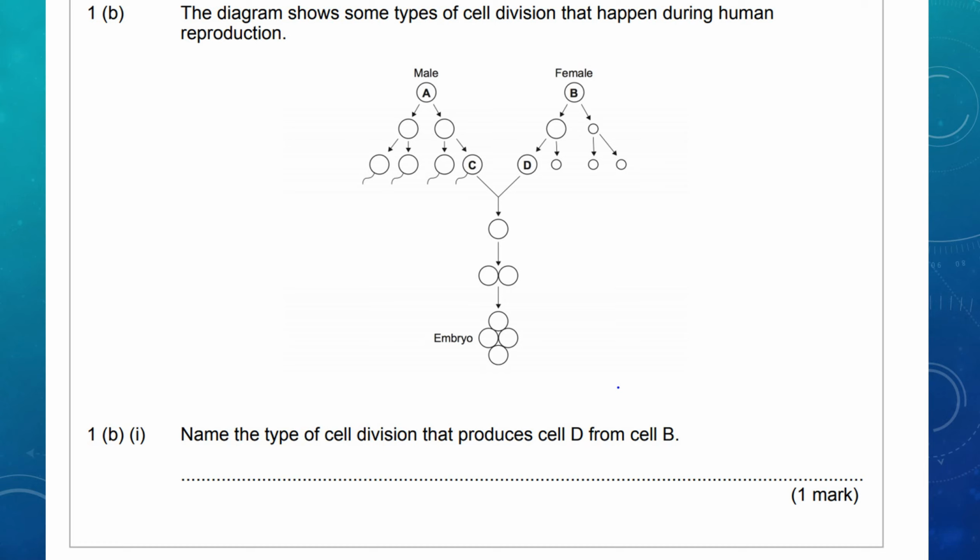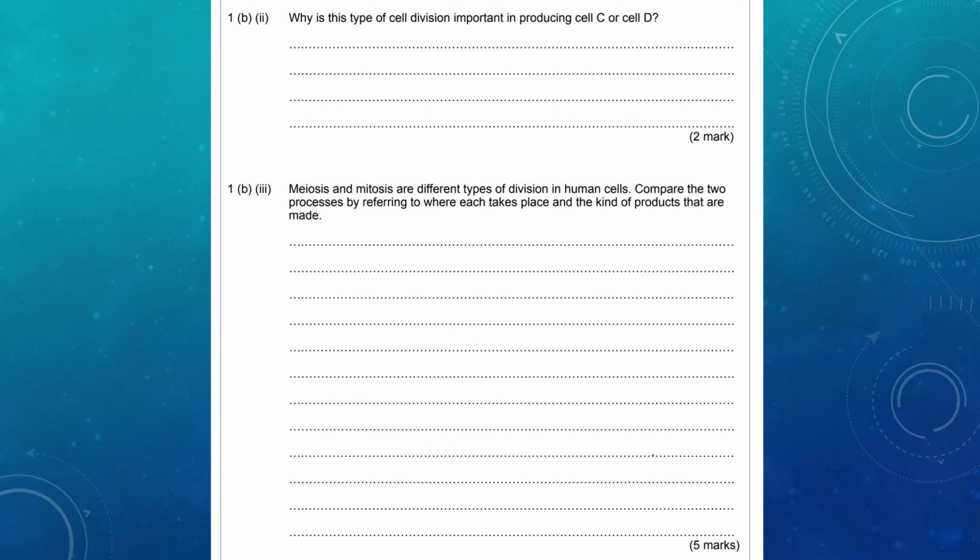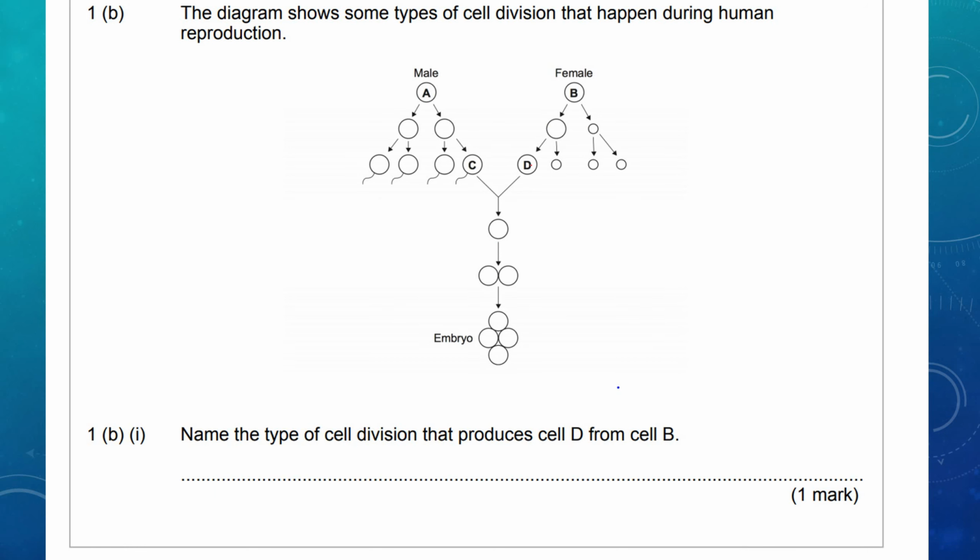So this second part of the diagram shows the types of cell divisions happening during human reproduction in a male and a female. We've got cell A, B, C, and D, and then what happens here. So it wants to know the type of cell division that makes the cell D from B. Then it also wants to know, why is this type of cell division important in producing cell C or D? So cell C or D here.